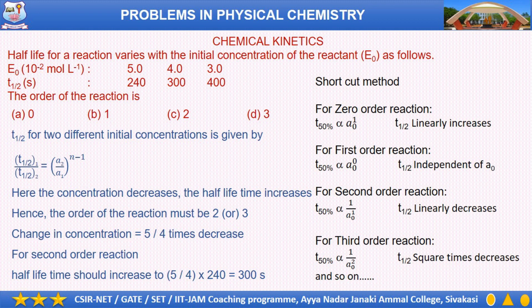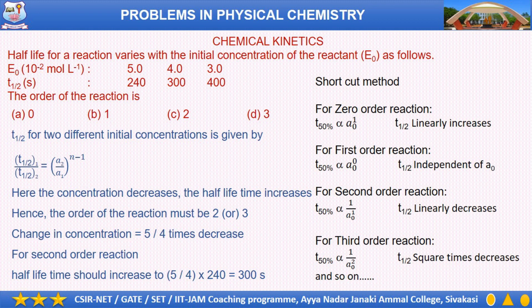And apply this one. Here, as the concentration changes, T half changes. Therefore, it is not first order. As concentration decreases, T half increases. But for zero order, it should decrease. Therefore, it should be either second order or third order. If it is second order, it increases proportionately. For third order, as concentration decreases, it increases proportionately to the square.